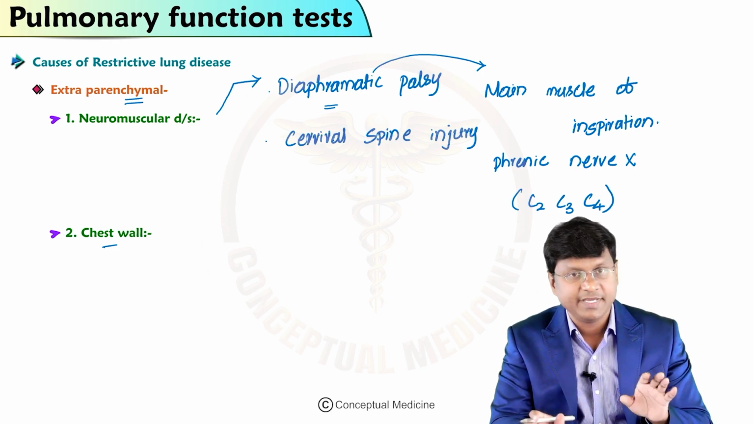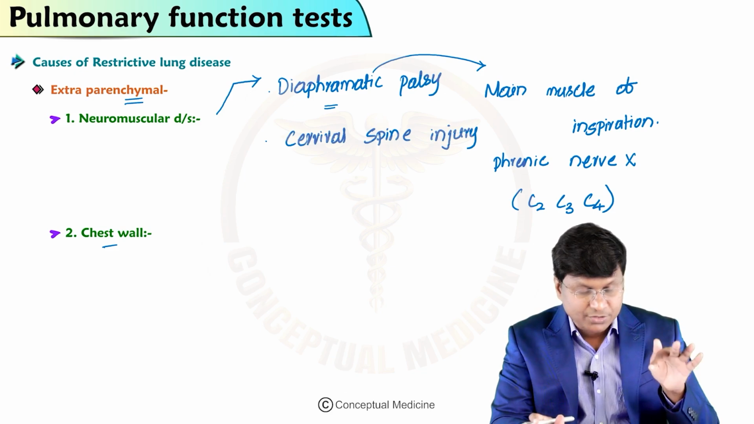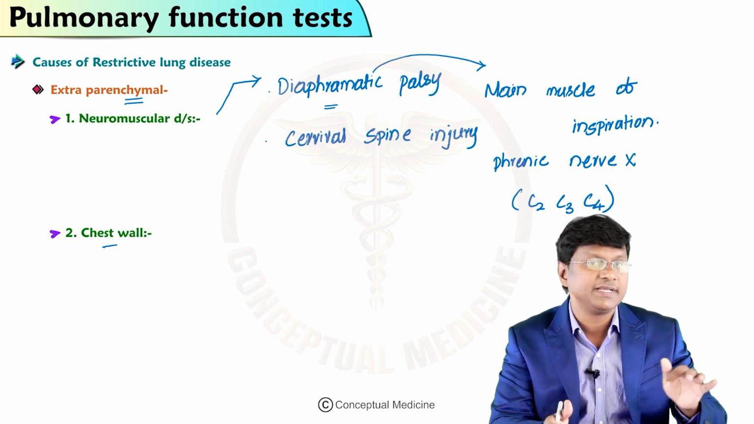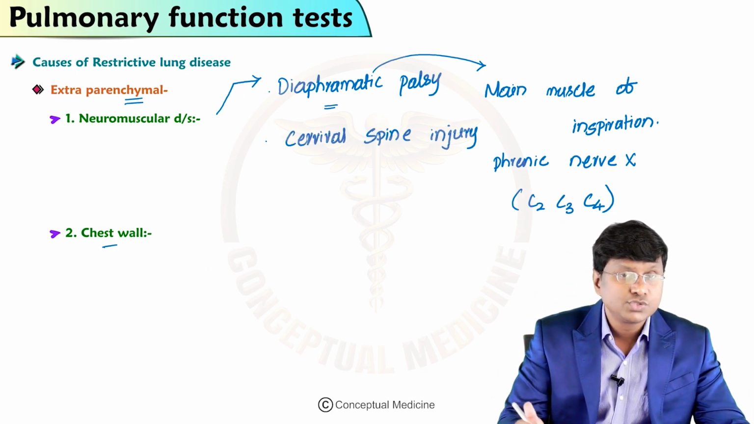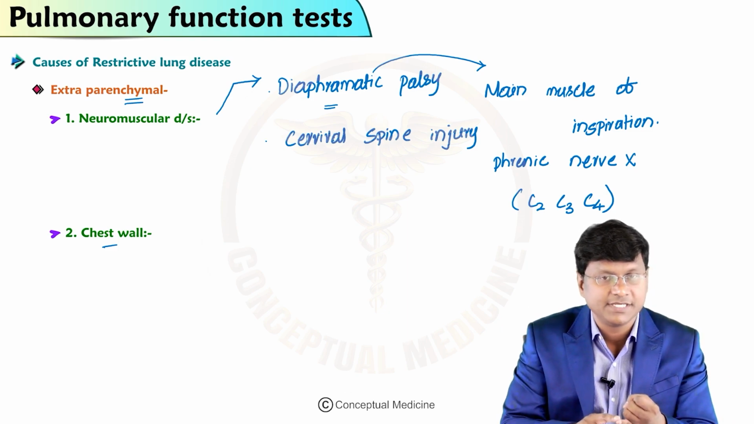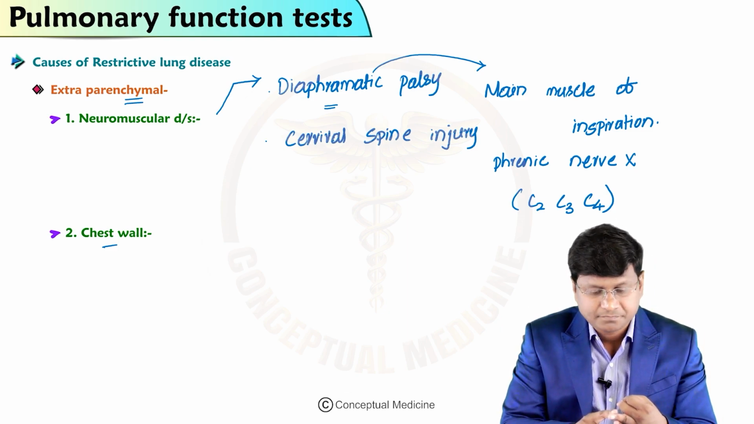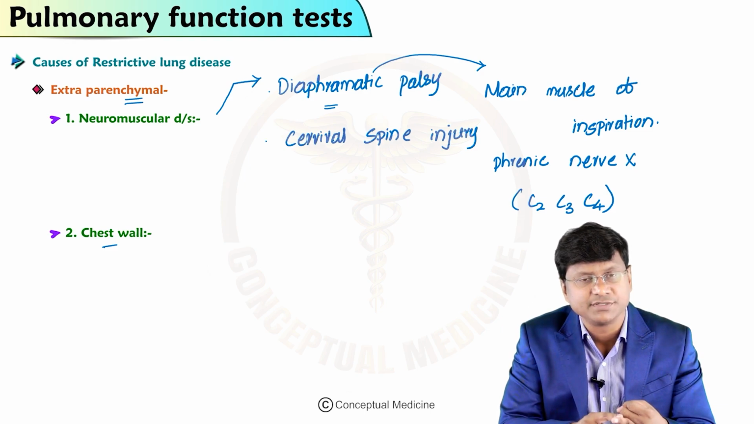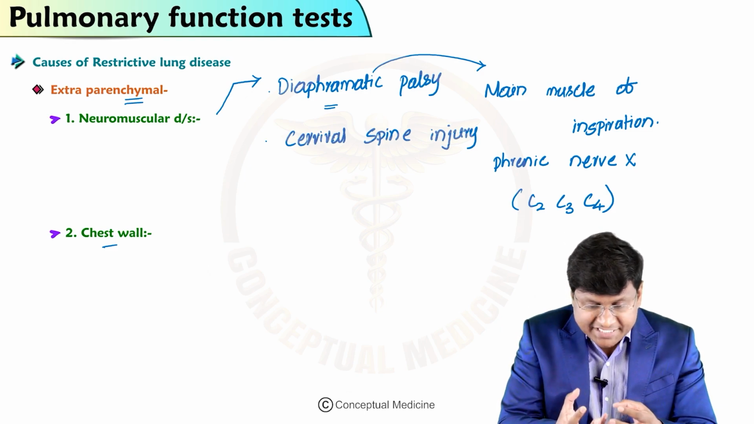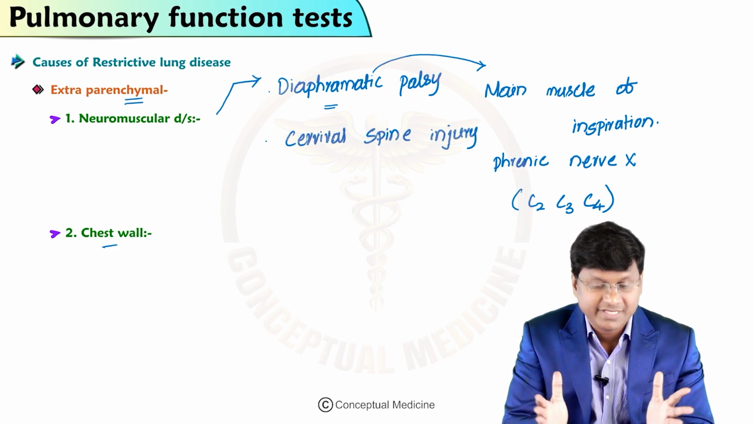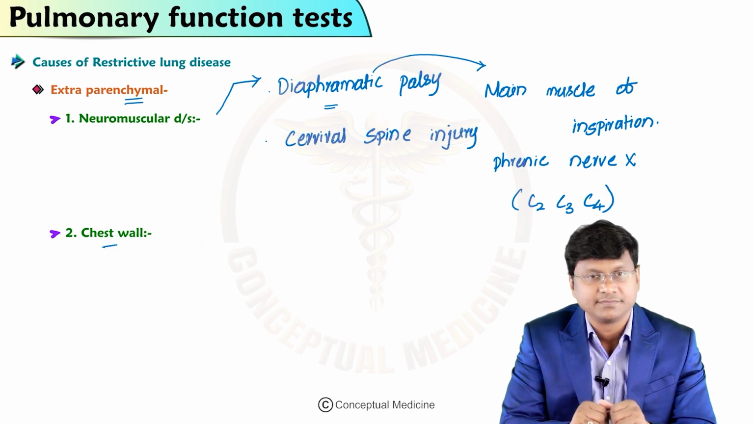Your phrenic nerve, which is supplying the diaphragm, is damaged, and thereby there can be diaphragmatic palsy. So when there is diaphragmatic palsy or cervical spine injury, the main muscle of inspiration is gone. So expansion of the lung does not occur. There will be restriction of the lung.